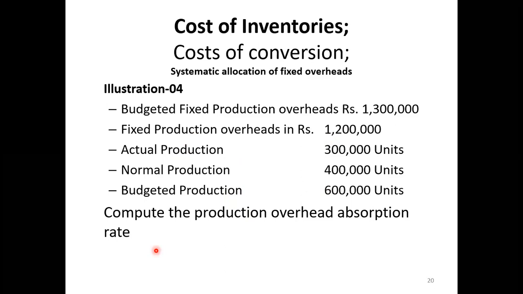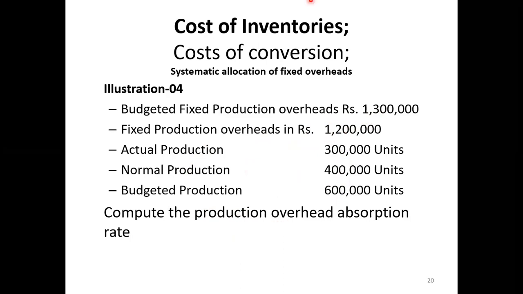They're asking about how much per unit fixed cost. So here they have given us information about fixed cost. The actual fixed cost is 1.2 million. Budget fixed overhead 1.3 million. Budgeted production 600,000. Normal production 400,000. Actual production 300,000.